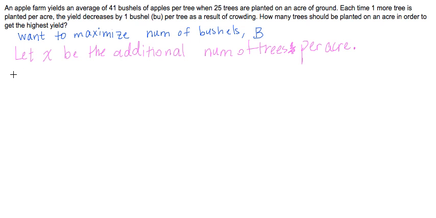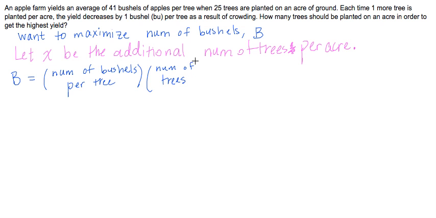Okay, so let's try to write an equation for B. I think it's going to be kind of hard to jump straight to the equation, so let's write it out in words first. So the number of bushels in words is the total number of bushels we get. Okay, it's the number of bushels per tree times the number of trees.